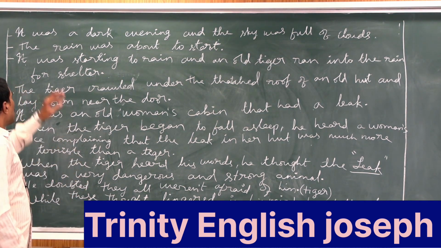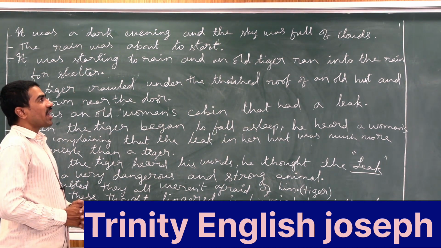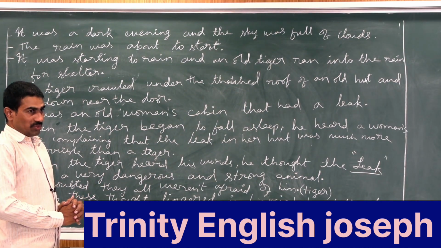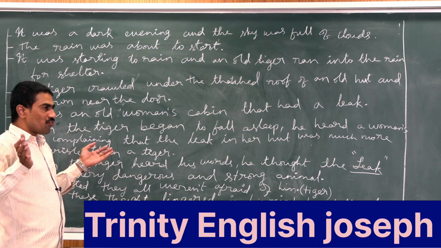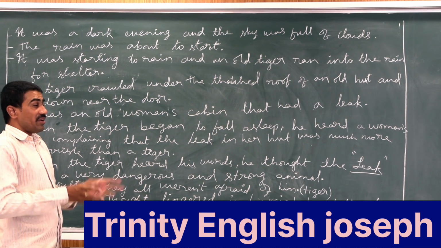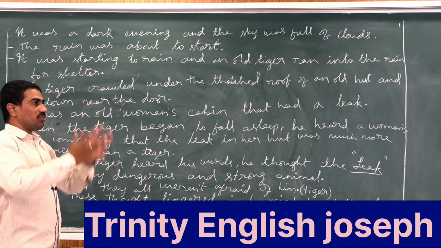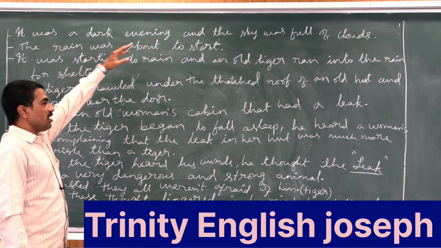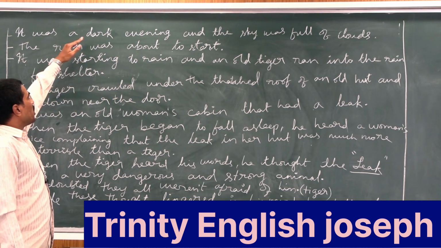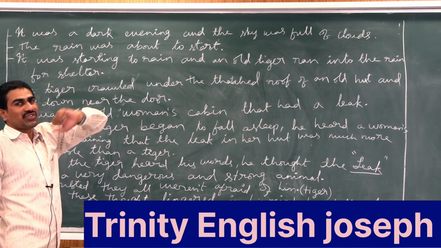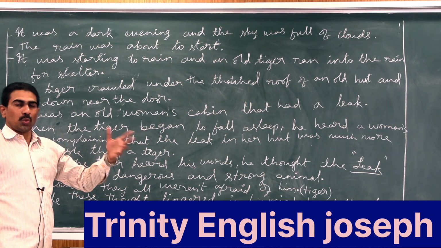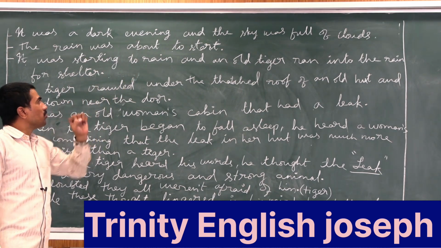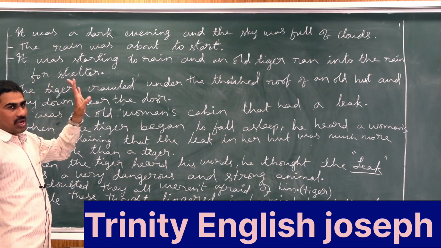Yes, now it was a dark evening and the sky was full of clouds. As you know, very soon you would be venturing into the monsoon season, and thereby you find very strong winds, dark clouds, and whenever you observe dark clouds, you feel that it is about to rain. And here in this particular context also, it was a dark evening and the sky was full of clouds, and the people who looked at it understood that it was about to rain. The rain was about to start.